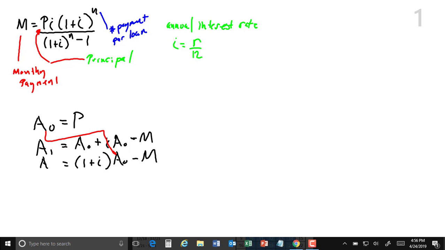another way of writing A sub 1. So I can finally write A sub 1 in the form of, with the P. So I can write that 1 plus I times P minus M, right? So this, let's put a little green box around there, because that's going to be used to substitute later down the road. That's how much we owe at the end of the second month.